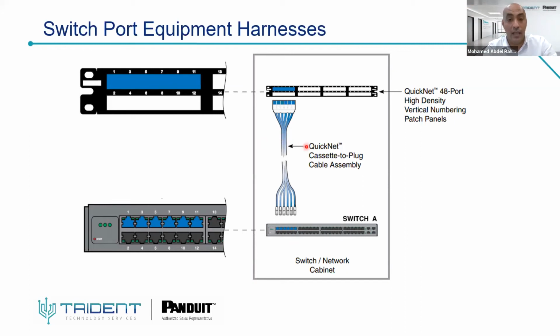You need to have a replication inside the patch panel. So we have the QuickNet harness cable that has a cassette to the plug, so the plug can be connected inside the switch and replicated to the patch panel, and it will also have the same numbering on the patch panel.